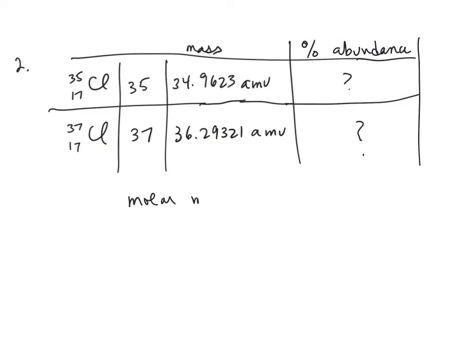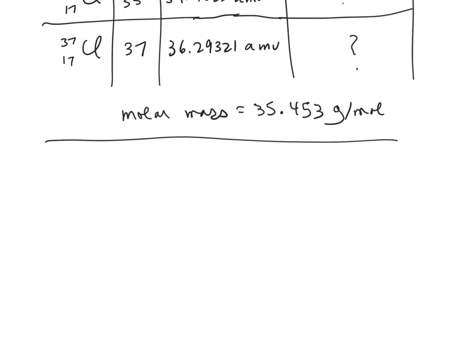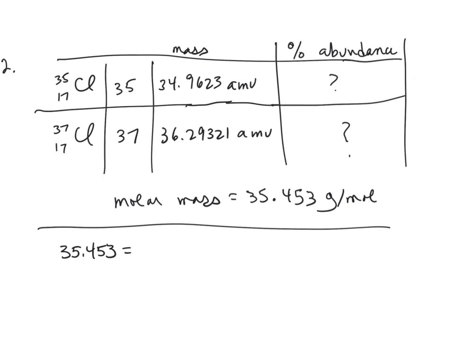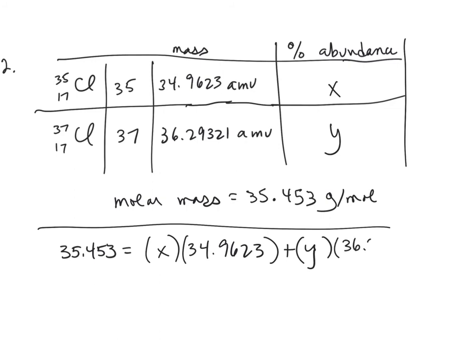We're given the molar mass in the problem as 35.453 grams per mole, or you can say AMU, and I guess we'll say AMU for this. So we set up the problem as 35.453, that's the molar mass, and we're going to call the abundances X and Y, whatever those numbers are. It's easier to think about it that way. So X, in decimal form, is the abundance, times 34.9623 AMU, plus Y abundance times 36.29321 AMU. That's our equation.